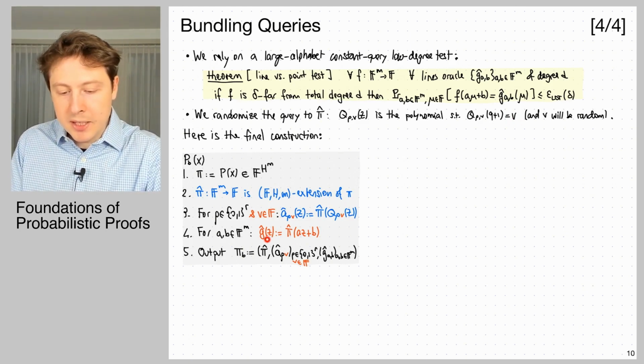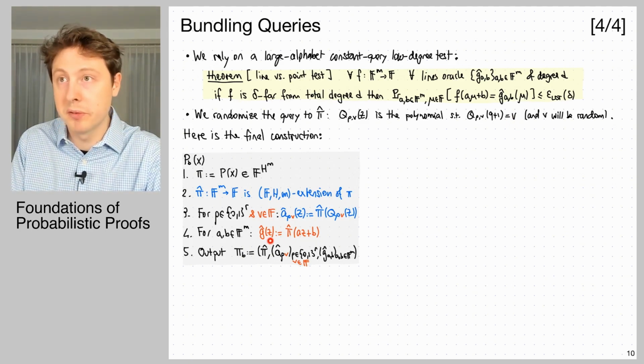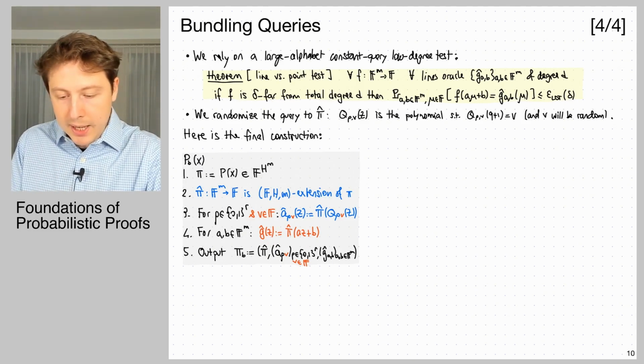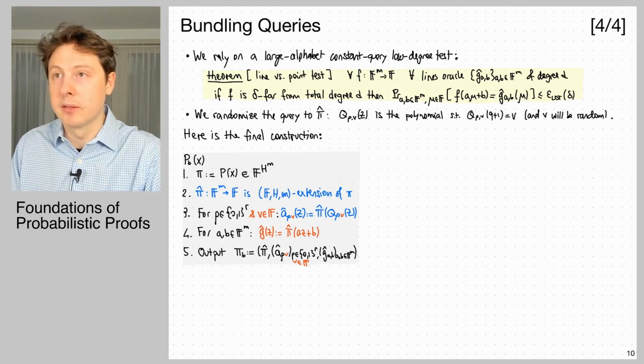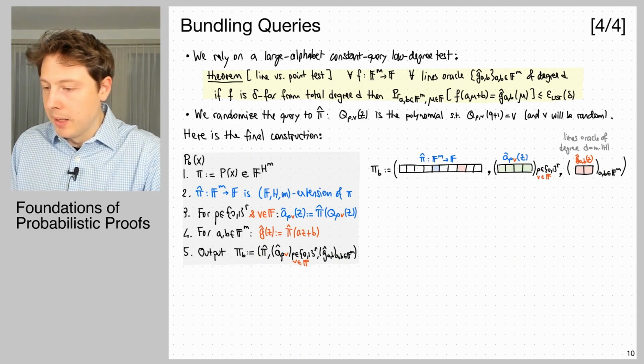It's going to provide the lines oracle, right? So I have a multivariate polynomial, I restrict it to a line, I get a univariate polynomial of degree D. And I output this whole thing, okay? So there it is, okay?